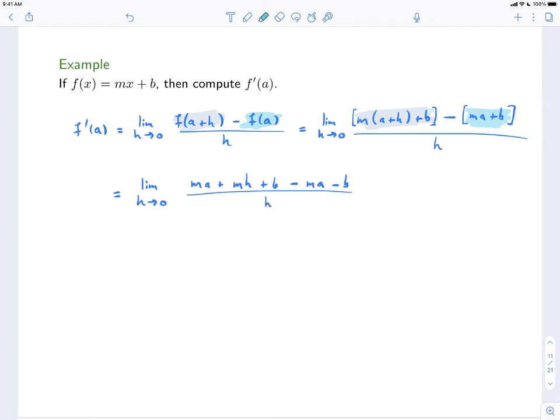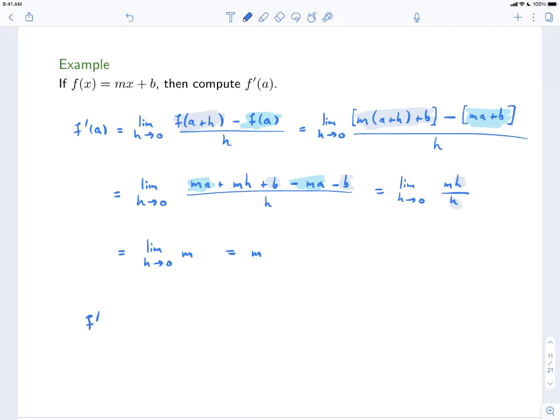Okay, now this ma cancels with that ma. And this b cancels with that b, and you're just left with the limit as h goes to 0 of mh in the numerator divided by h in the denominator. And those h's will cancel, and you're left with the limit as h goes to 0 of m. Well, m is a constant. M is the slope of this line. So the limit as h approaches 0 of m is just m.